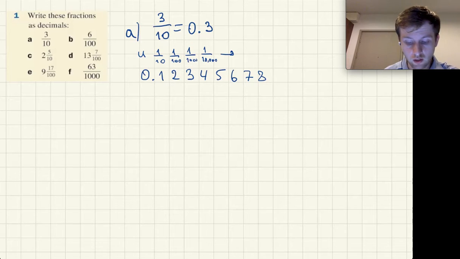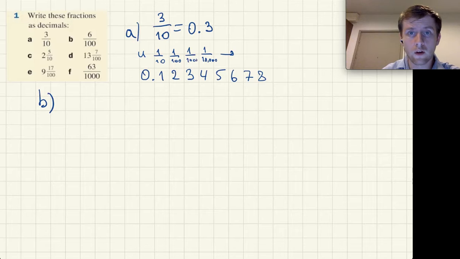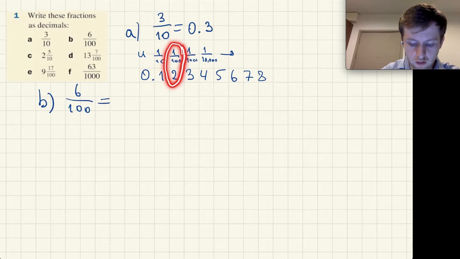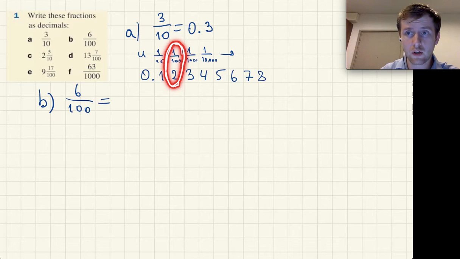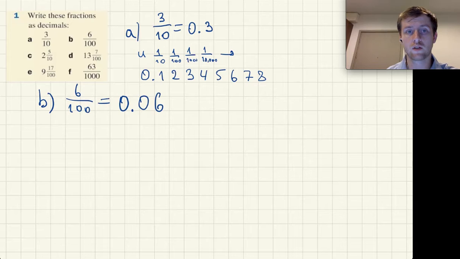Next, we have 6 over 100, which as a decimal is going to be this part. You see, we don't have tenths and we don't have units. We only have a hundredths part of a decimal. So we write 0 units, 0 tenths, and then finally we have 6 hundredths, like this.